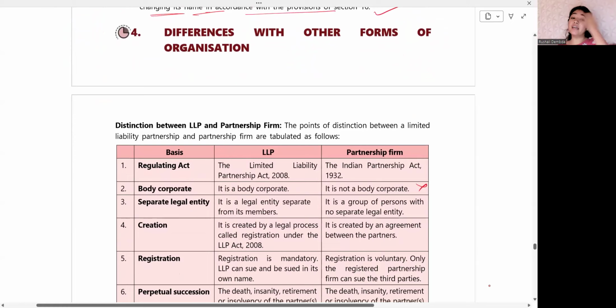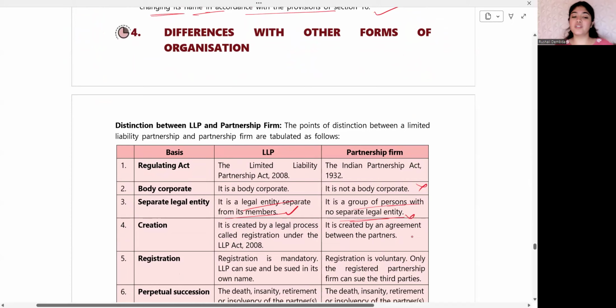They can ask you this type of difference. That will be a 3-4 marks question. A very easy thing you can write. Separate legal entity: LLP is a legal entity separate from its members. A partnership is a group of persons with no separate legal entity. Here, partnership is not a separate legal entity. Partners are still liable.